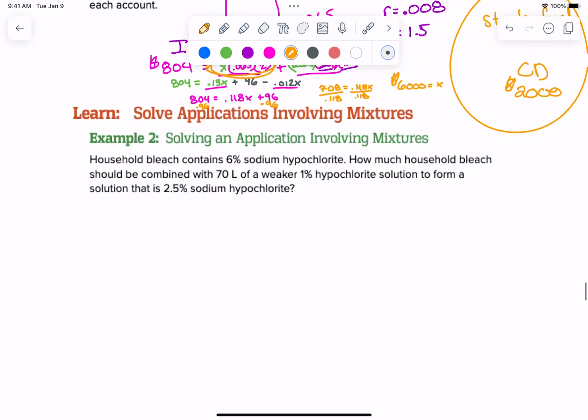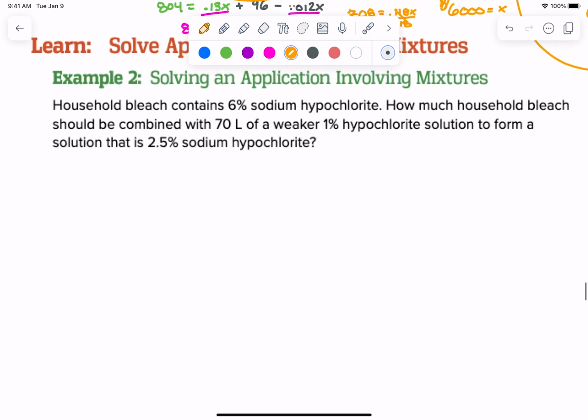Okay, let's go to the next one. Mixtures. Oh, I like mixtures. We're adding things together. Okay, household bleach contains 6% sodium. How much household bleach should be combined with 70 liters of a weaker 1% solution to form a solution that's 2.5% sodium? Okay, so we're adding two things together. I'm going to do this solution plus this solution equals the total solution.